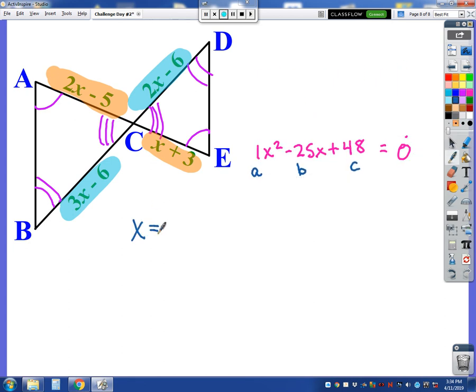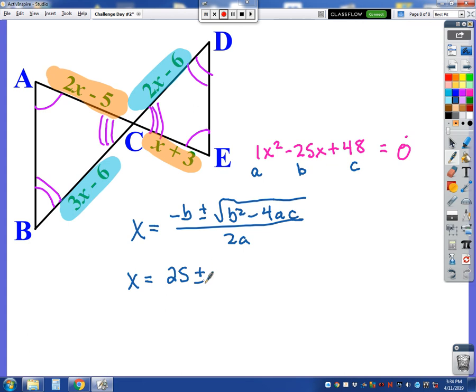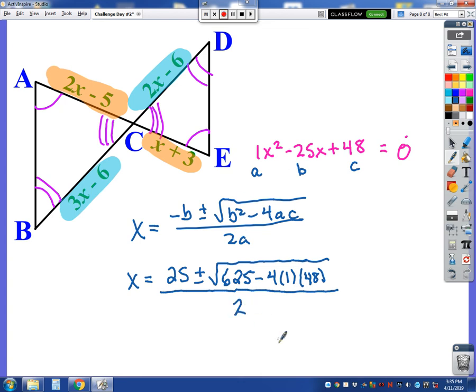So then x equals, and first I'll write out the quadratic formula, negative b plus or minus square root b squared minus 4 times a times c all over 2a. So now x equals negative b, but b is already negative 25, so negative b would be positive 25, plus or minus square root b squared, negative 25 squared is going to be 625, always positive b squared, minus 4 times 1 times c, 48. And I'll come back to that later. All over 2 times 1, 2.